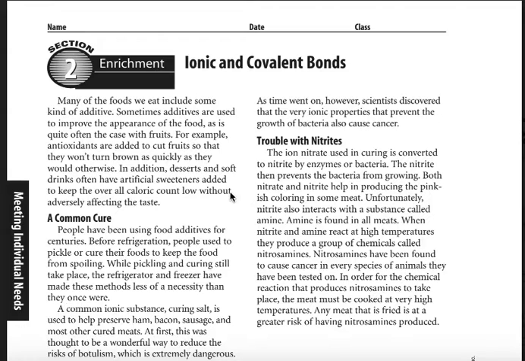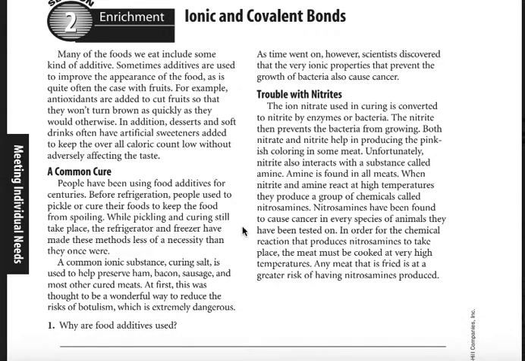A common cure. People have been using food additives for centuries. Before refrigeration, people used to pickle or cure their foods to keep the food from spoiling. While pickling and curing still takes place, the refrigerator and freezer have made these methods less of a necessity than they once were. A common ionic substance, curing salt, is used to help preserve ham, bacon, sausage, and most other cured meats. At first, this was thought to be a wonderful way to reduce the risks of botulism, which is extremely dangerous. As time went on, however, scientists discovered that the very ionic properties that prevent the growth of bacteria also cause cancer.